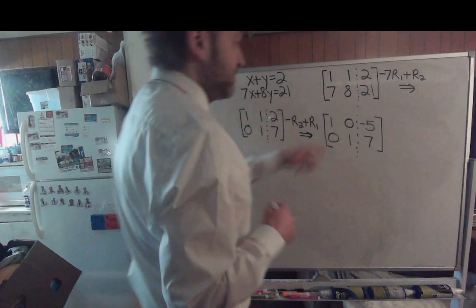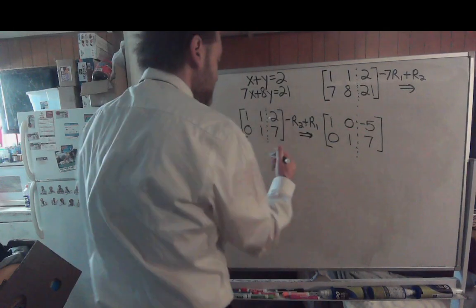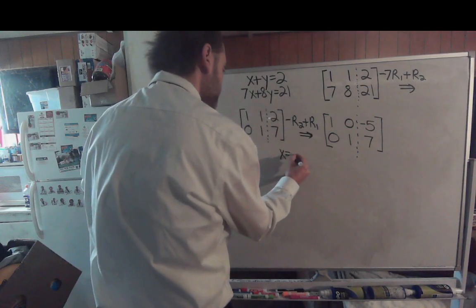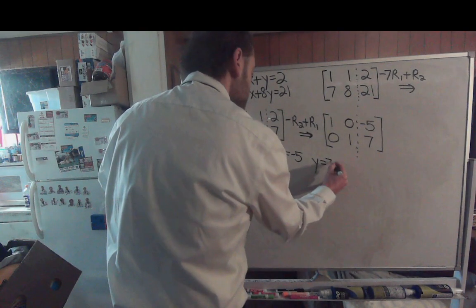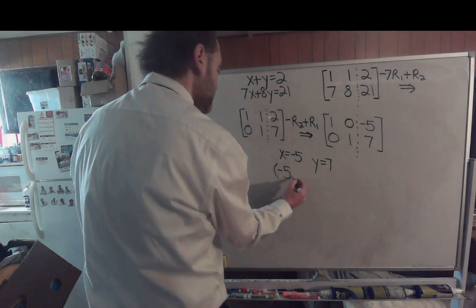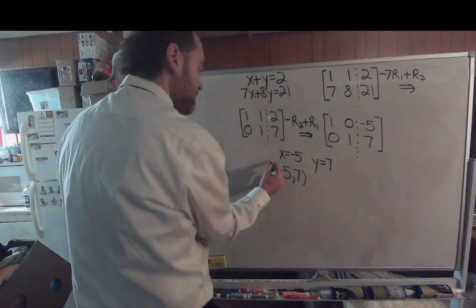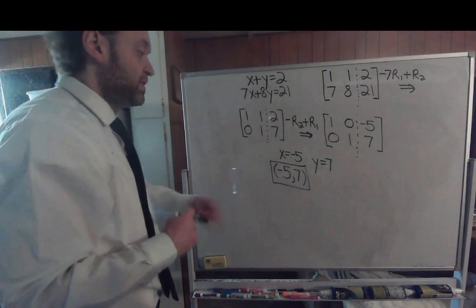So now you have it in reduced row echelon form. You have the x value, which is negative 5. You have the y value, which is 7. So the ordered pair that represents the solution to this system would be negative 5, 7. That is the solution to this system of equations, negative 5, 7.